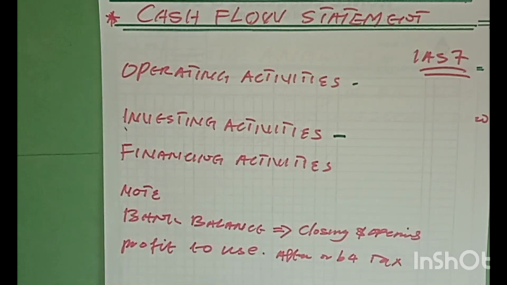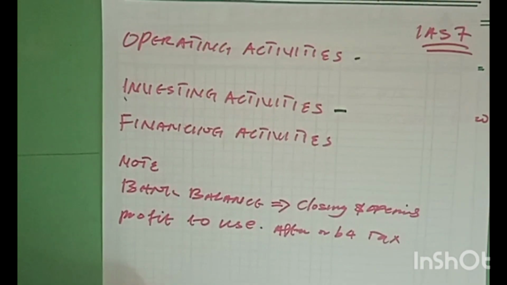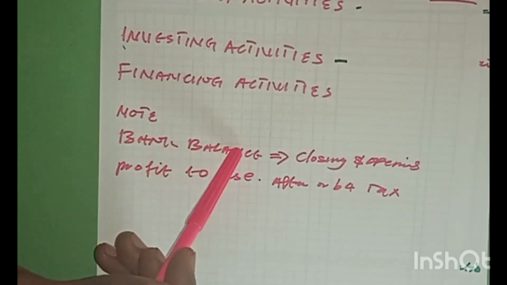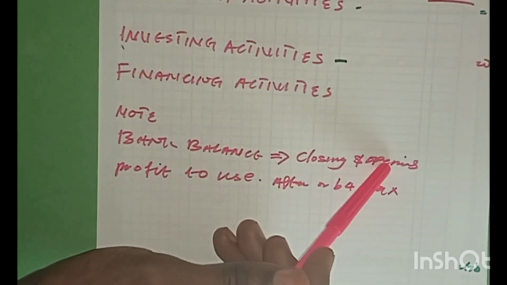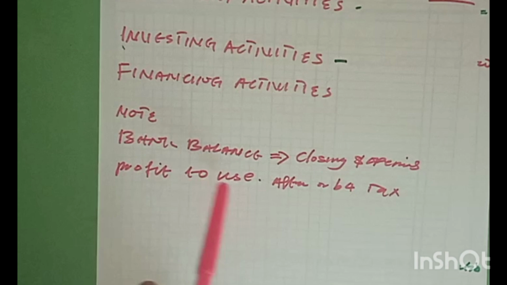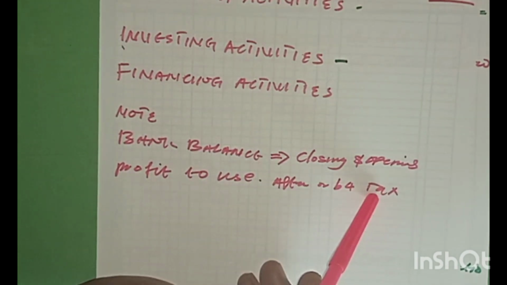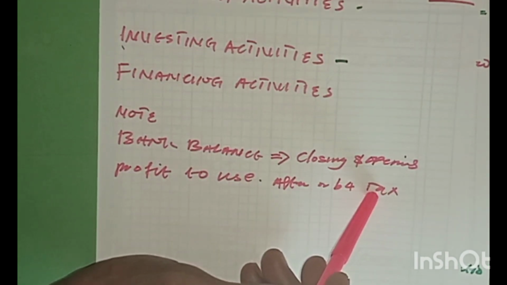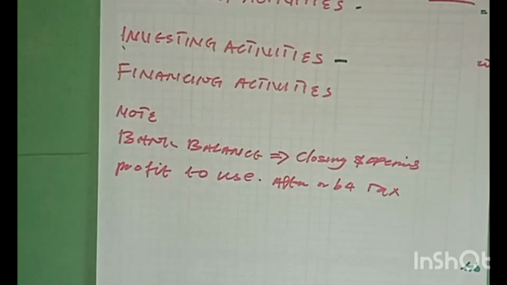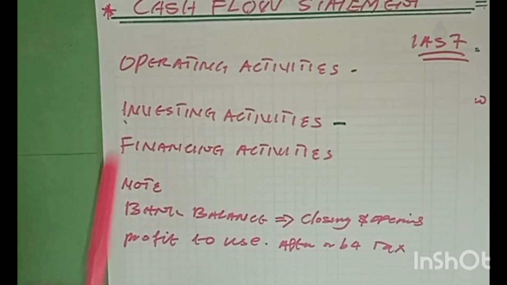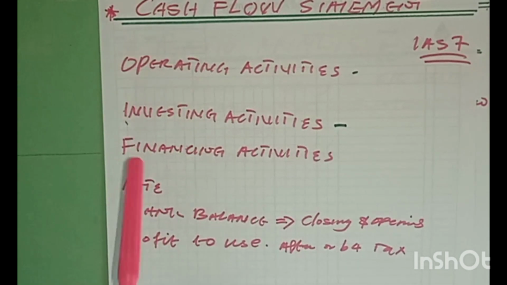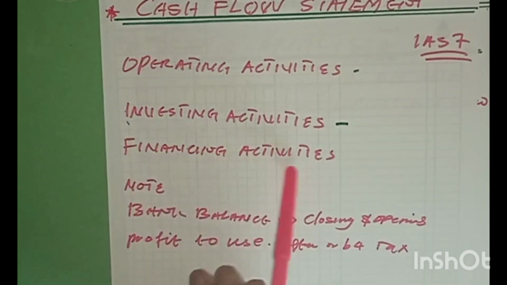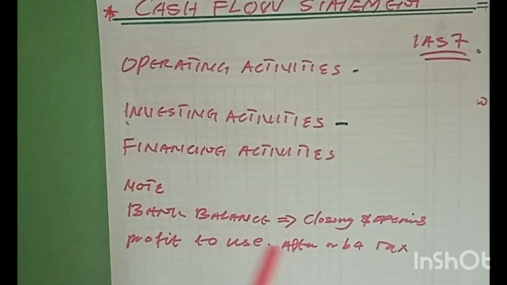So here, they want you to know the operating activities, investing activities, and your financing activities. Now note that the bank balances, closing and opening, they also want you to know how to determine that. Profit, you use after or before tax, they also want you to know that. Which one do you use? So in this cash flow, they want you to know those items under operating, those items under investing, those items under financing. Which of the profit do you use, before or after?